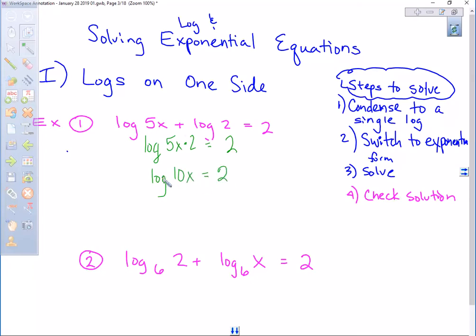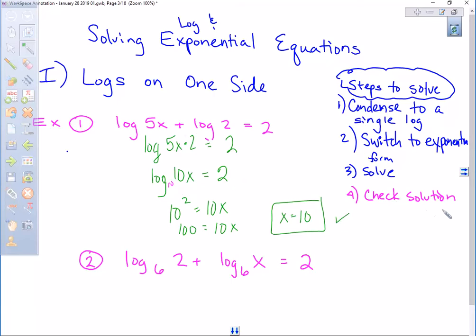Now, this is in log form. My understood base is base 10. So when I go to switch forms, it becomes 10 to the second equals 10x. Or 100 equals 10x. So x is 10. Okay, so if we plugged in 10, we'd get 50, and 50 times 2 is 100. And what power do we raise 10 to get 100? The second, so it checks.